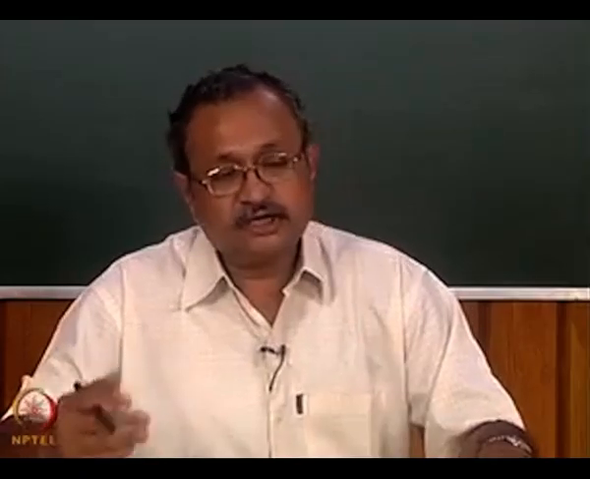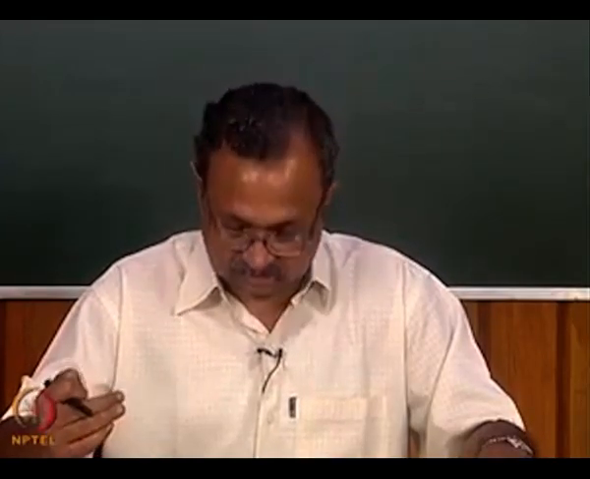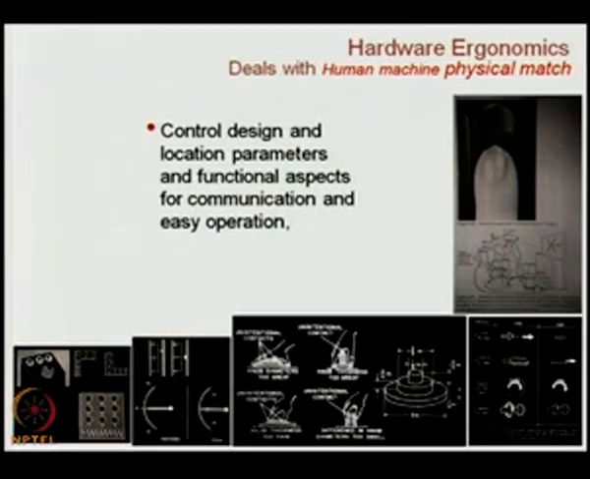Now, we would like to discuss a little in depth the different domains of ergonomics. The first is hardware ergonomics. It deals with human machine physical match. For example, the control design and location parameters and functional aspects for communication and easy operation. In this case, how the switches, controls etc. can be easily operated, and how the meters, scales etc. can be easily read and understood, and then designed accordingly.